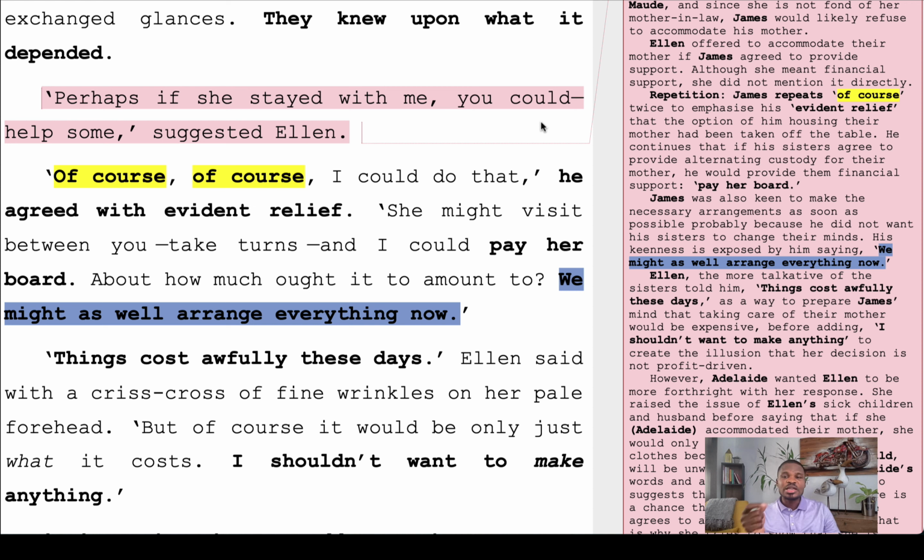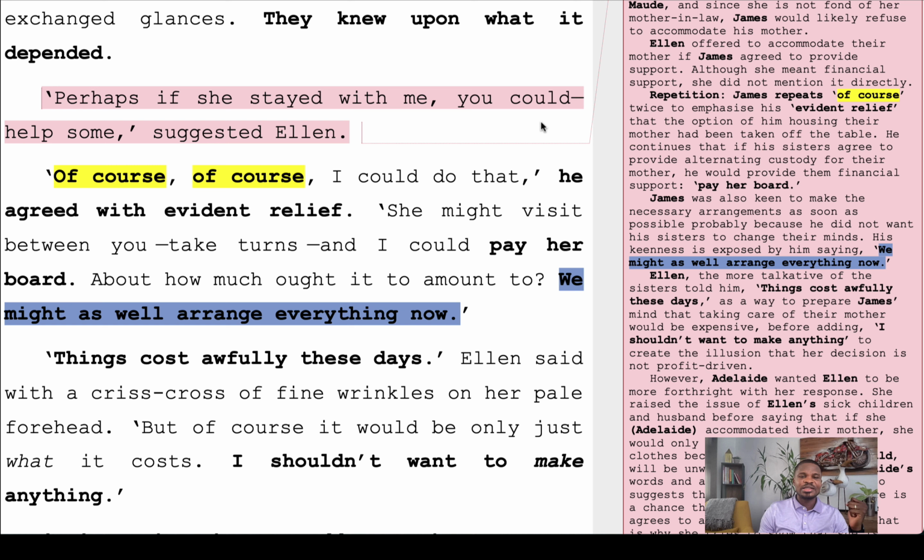And he doesn't want it to be taken off the table again. James was also keen to make the necessary agreements as soon as possible, probably because he did not want his sisters to change their minds. His keenness is exposed by him saying, "We might as well arrange everything now." So he wants his sisters to agree immediately that they will house their mother.